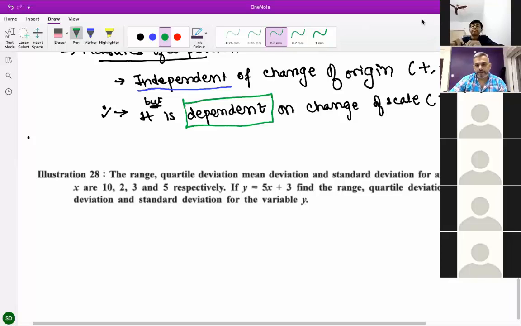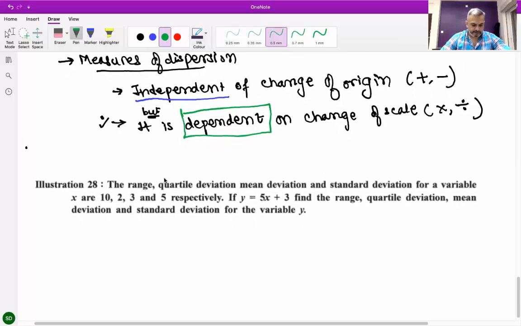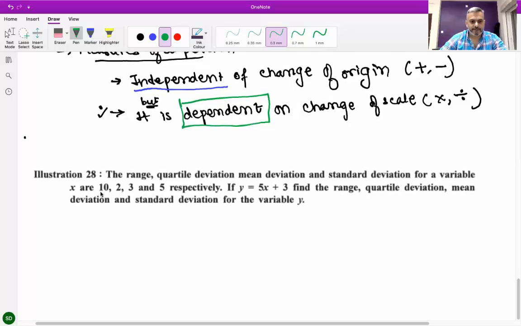Okay, now let's see the sum so that you can understand the concept better. Illustration 28, which is on page number 162: the range, quartile deviation, mean deviation and standard deviation for a variable x are 10, 2, 3, 5 respectively. If you have xi, then you find yi, a new set of observations, by multiplying all the observations of x with 5 and then adding 3. So y is equal to 5x plus 3. Find the range, quartile deviation, mean deviation, standard deviation for variable y.